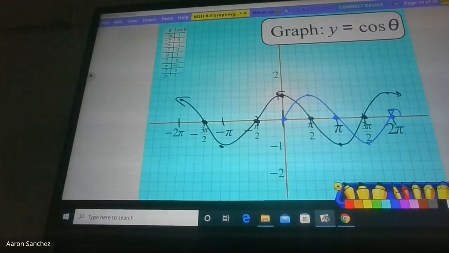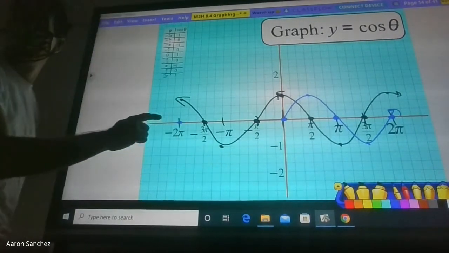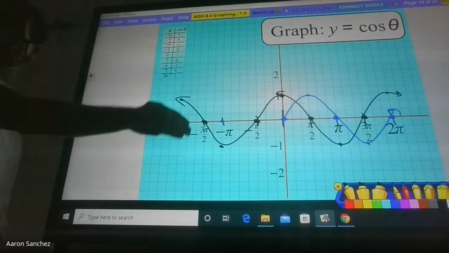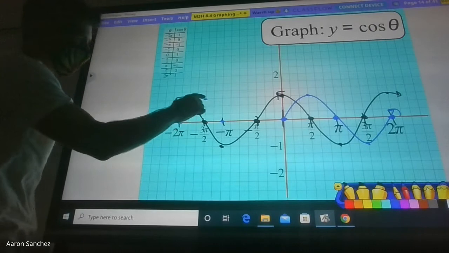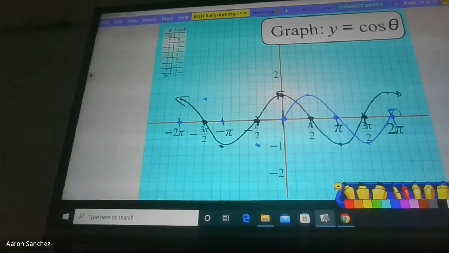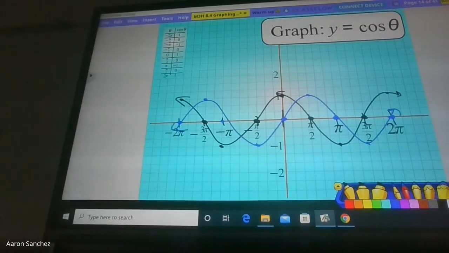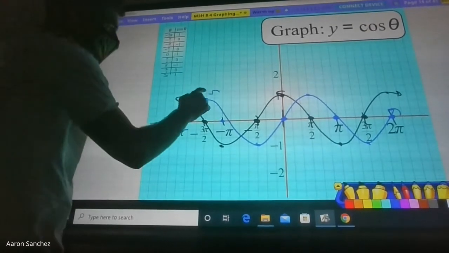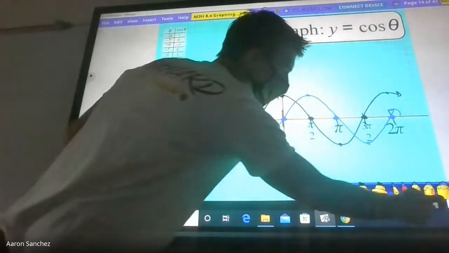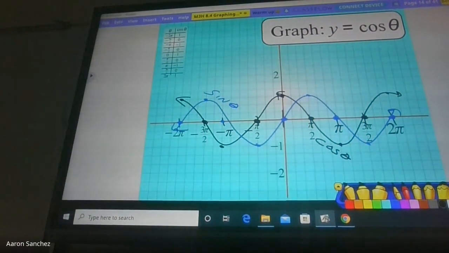5 key points. Look at sine and cosine. First is 0, last is 0. I share that one. Middle, 0. Above and below. Above. You see the line? Below. And connect. See how they're kind of the same, but they're shifted? Blue is sine theta, black is cosine theta. So that's how you graph sine and cosine.